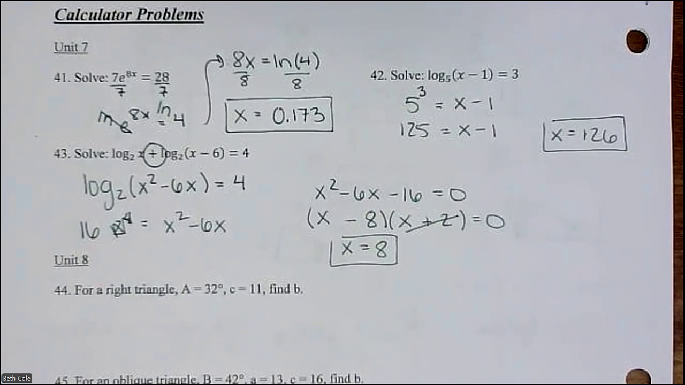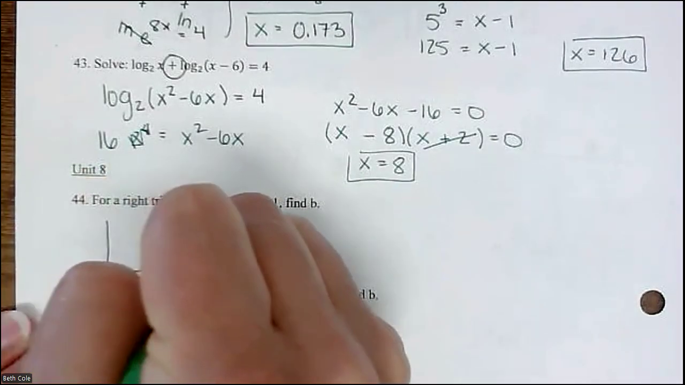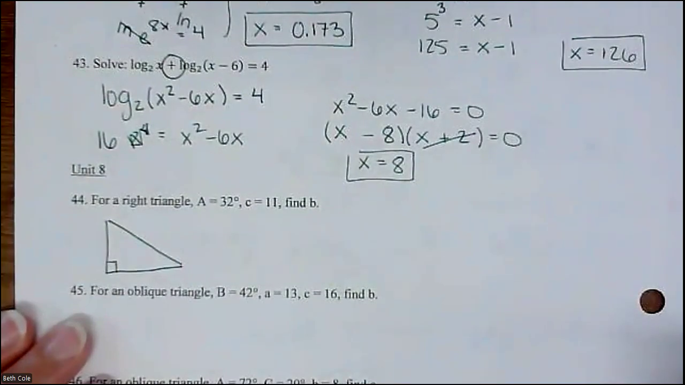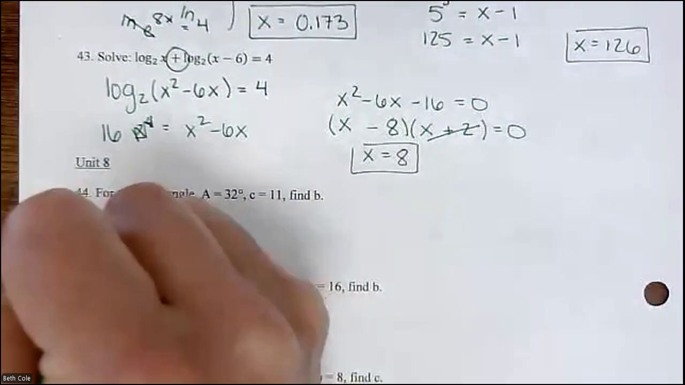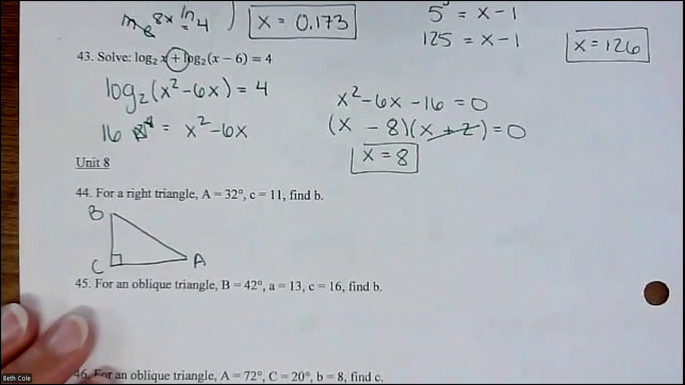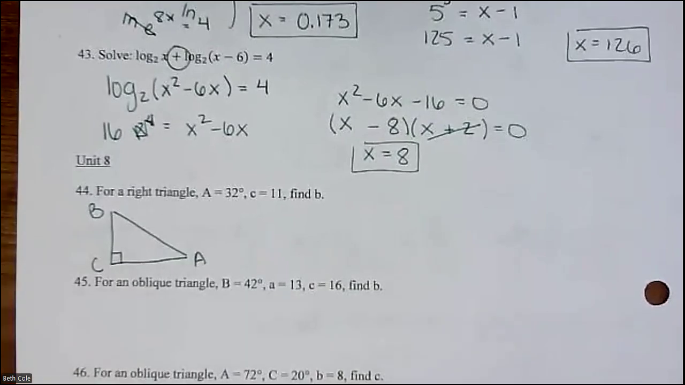All right, now we're on to the trigonometry here. For a right triangle, so we're going to draw ourselves a right triangle. It doesn't matter where A and B go. You can put those wherever, but C has to be the right angle. However you want to label it, I put A down here and B up here, but that part doesn't matter, but C has to be the right angle.